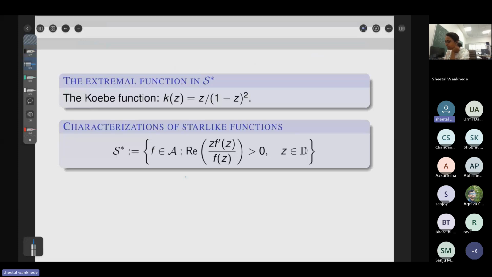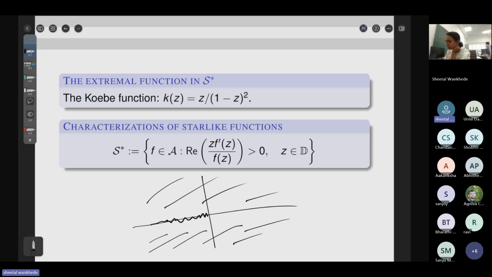So similarly to the convex function, we have this characterization for the star-like function also. So here, when the real part of z f prime over f is positive, we can say this function f belongs to this class S star. Okay, and the extremal function in this class is again the Koebe function. Because if we remember the Koebe function, this is a Koebe function. So this is star-like with respect to origin. We can join any point with origin, but we can't join these two points. So that's why this Koebe function is star-like but not convex.